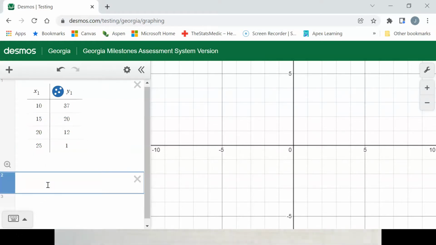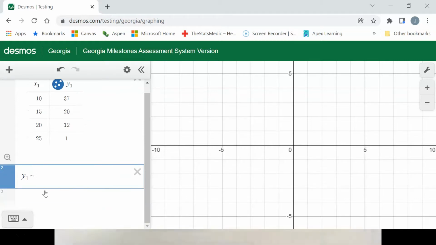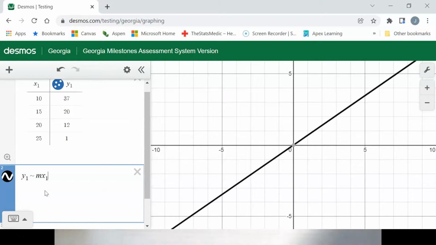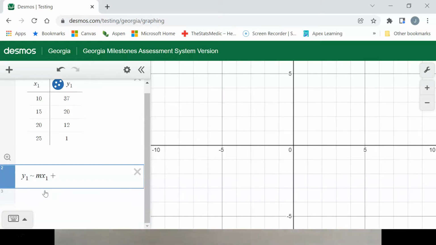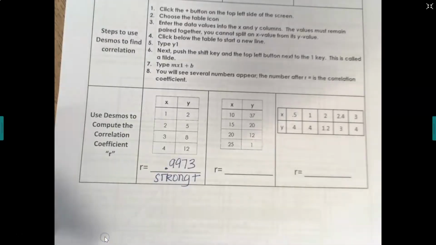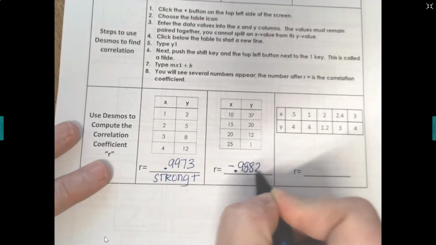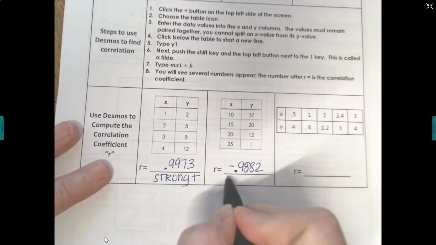You're going to click the line below and type Y1, your tilde, which is Shift and the key to the left of the 1, so it gives you the squiggly line. Then you're going to type in MX1 plus B, and it should give you all this information again. This time, here's our correlation: negative 0.9882. That's strong. That's really close to negative 1, so we're going to call that strong.